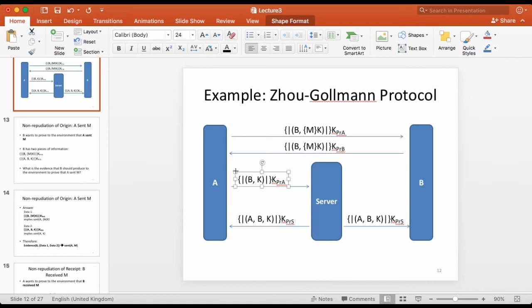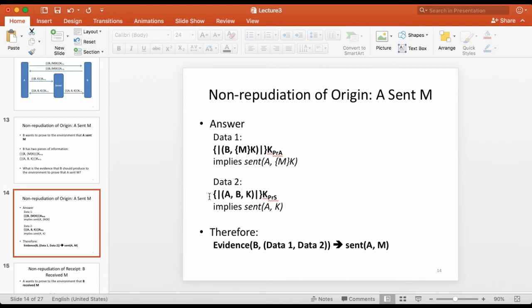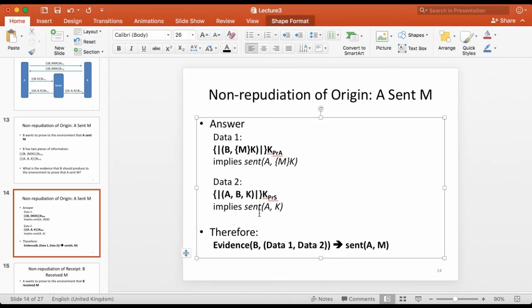Okay. So as a result of the second piece of data, B is able to conclude that A sent the key K. However, if A sent the key K and A sent the encryption of the message M with the key K, then obviously the combination of these two pieces of evidence is that A must have sent M.